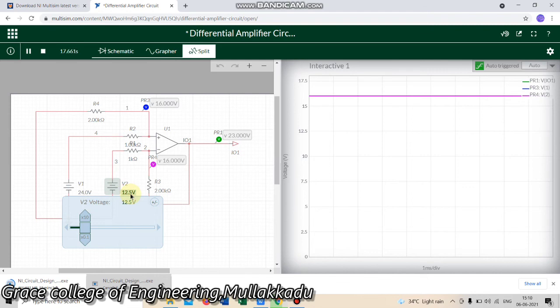We have to plot these values in the tabulation, and we can calculate the Vd, Vc, Ad, Ac, and we have to calculate the value of CMRR and plot the graph in the Semilab and calculate the gain bandwidth value.